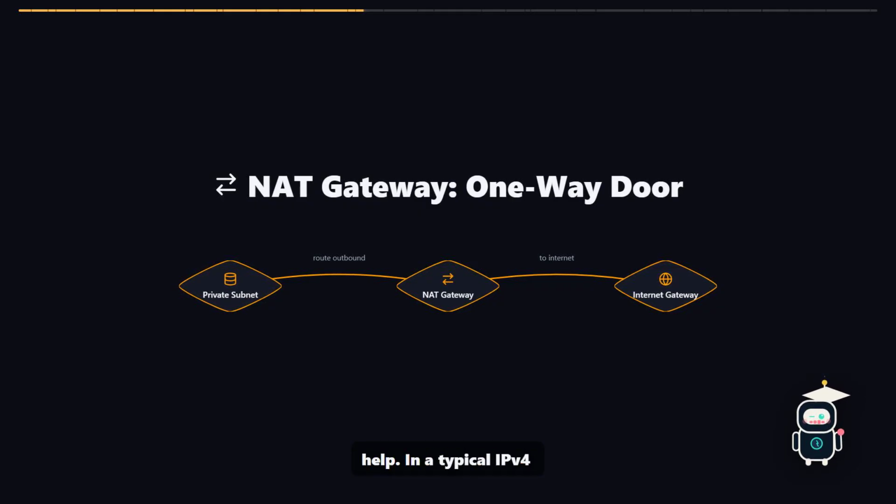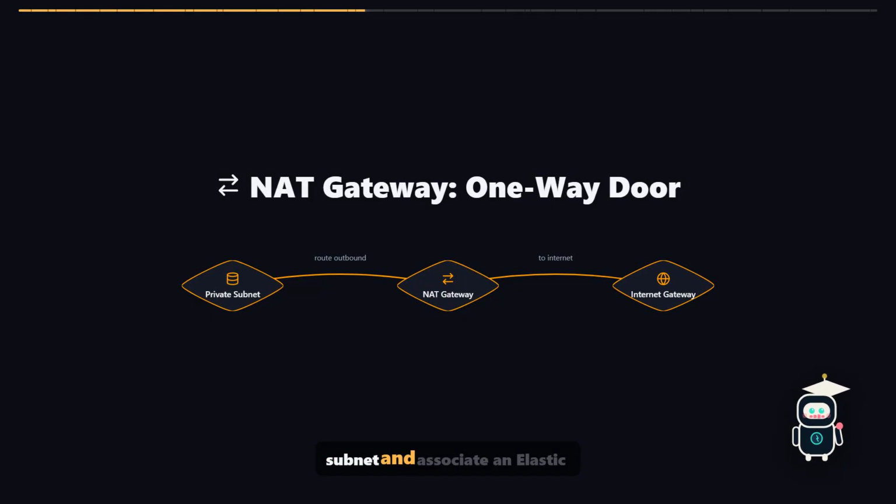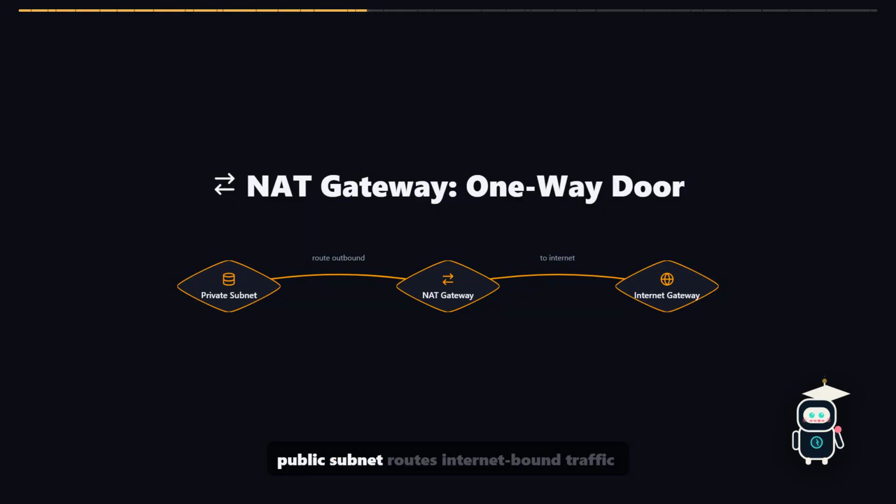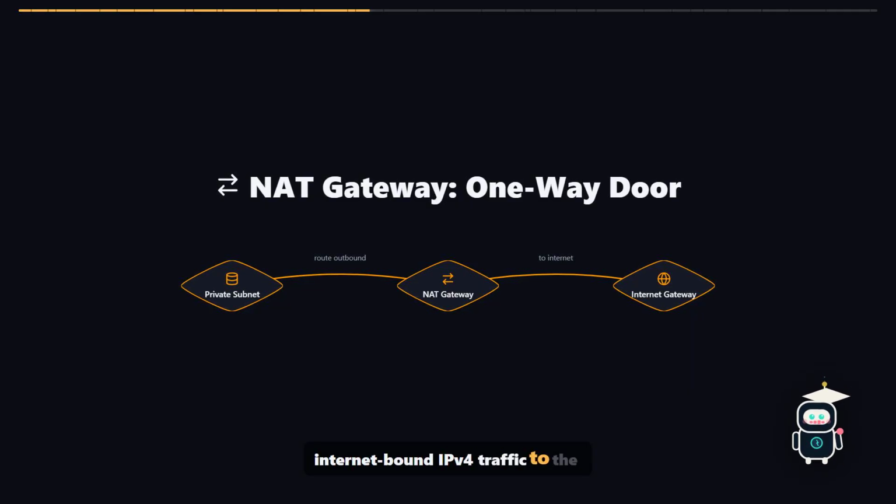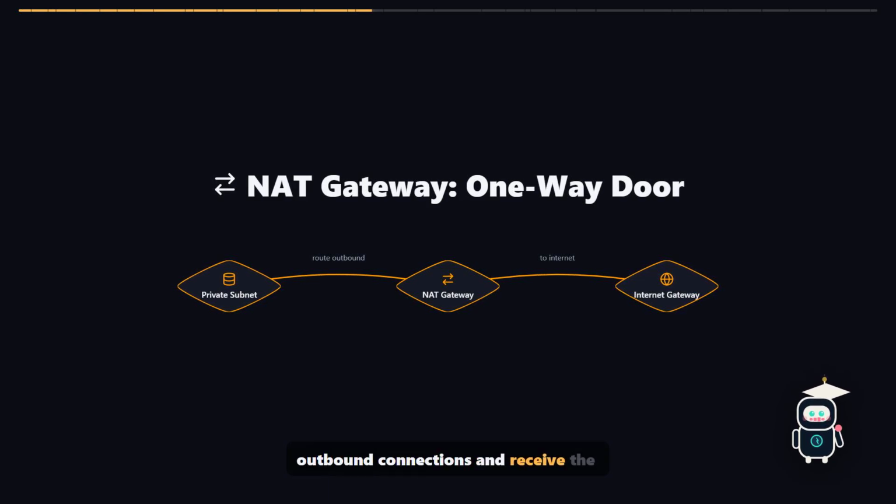In a typical IPv4 setup, you place a public NAT gateway in a public subnet and associate an elastic IP address with it. The public subnet routes internet-bound traffic to the internet gateway. The private application subnet routes its internet-bound IPv4 traffic to the NAT Gateway. The NAT Gateway lets the private instance initiate outbound connections and receive the responses, but it does not accept unsolicited inbound connections from the internet to that private instance.